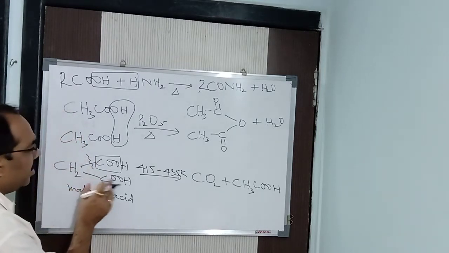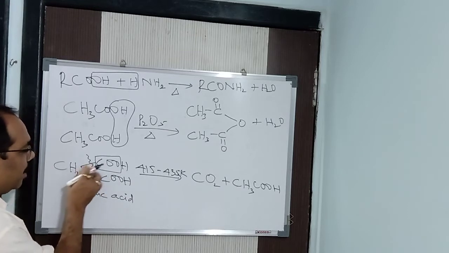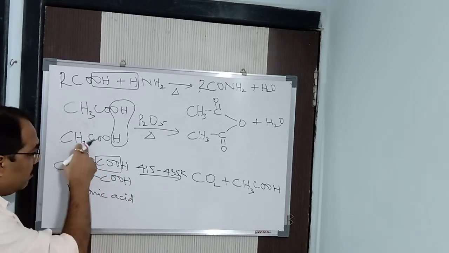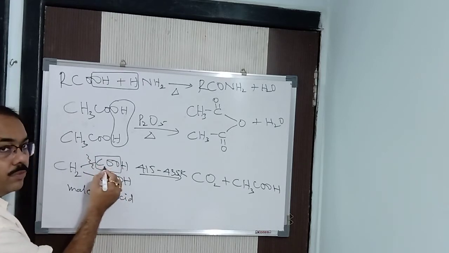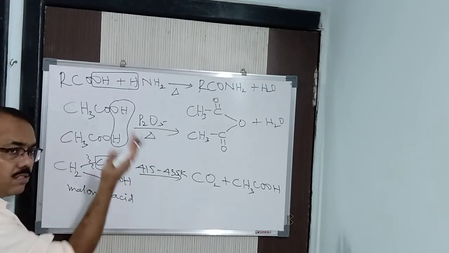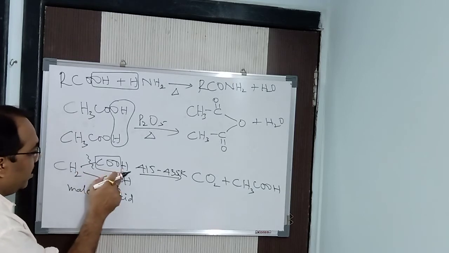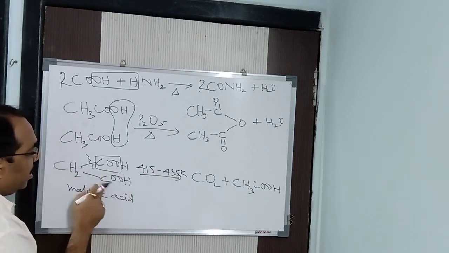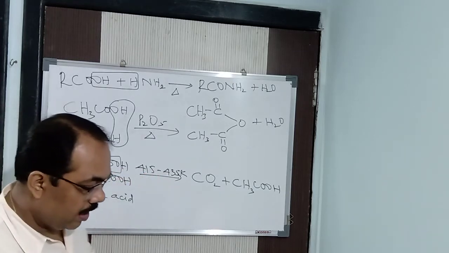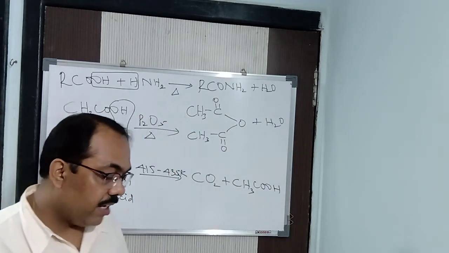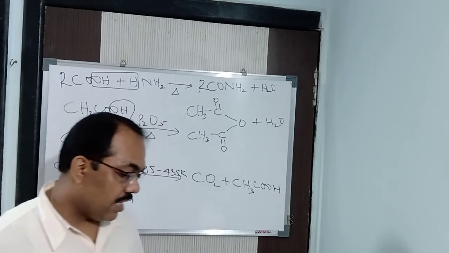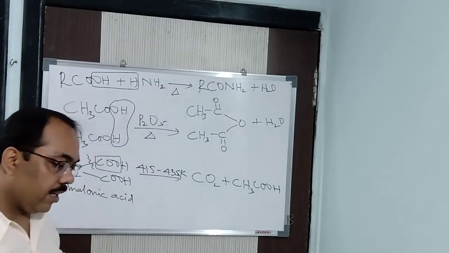But if you are heating at a high temperature, what will happen? The cleavage of a bond is going to take place, either this or this, any of the bonds, and carbon dioxide will be removed as a gas. Understood? And hence you will be getting CH3 and COOH, that is CH3COOH. Clear? So in this way, malonic acid on heating at a very high temperature will give you acetic acid plus carbon dioxide.